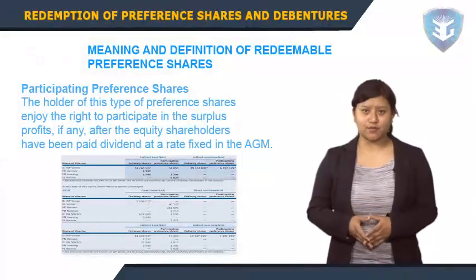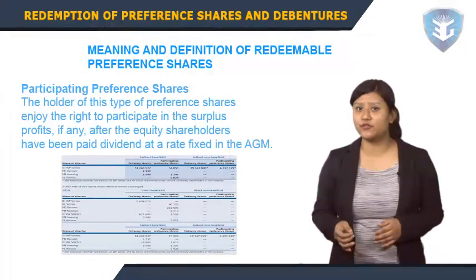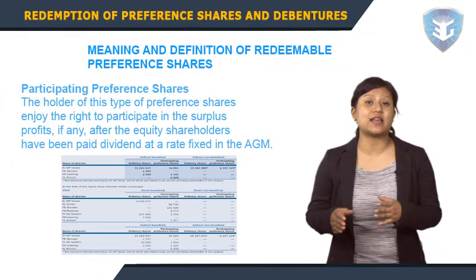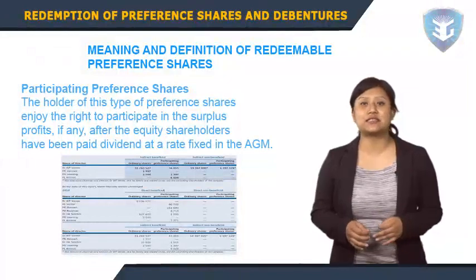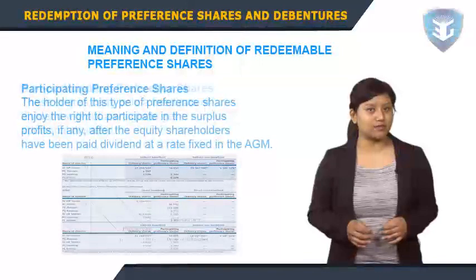Participating preference shares. The holder of this type of preference shares enjoy the right to participate in the surplus profits, if any, after the equity shareholders have been paid dividend at a rate fixed in the AGM. So the shareholders get additional dividend with their normal dividend.